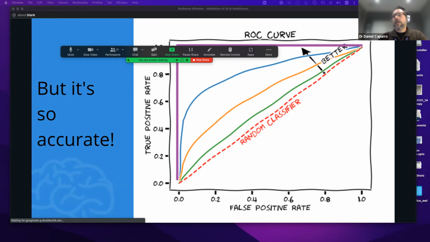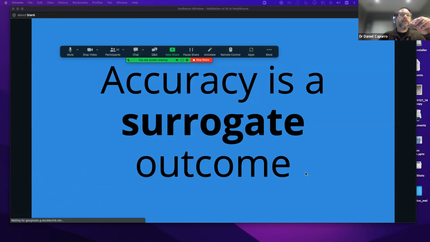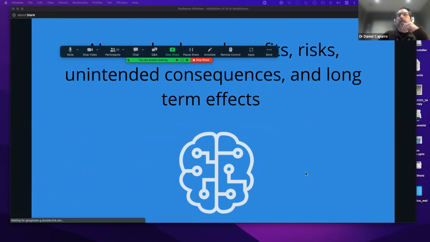And my first message for you today is that you need to remember and burn this into your retina, since this is an eye research workshop. Burn it into your retinas. Accuracy is a surrogate outcome. Okay. Accuracy is a surrogate outcome. And it's important to be aware that AI can have benefits, but just as any health intervention, drugs, devices, diagnostic tools, it can have risks, unintended consequences, and long-term effects, okay?